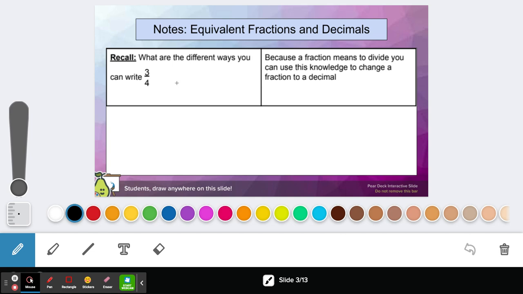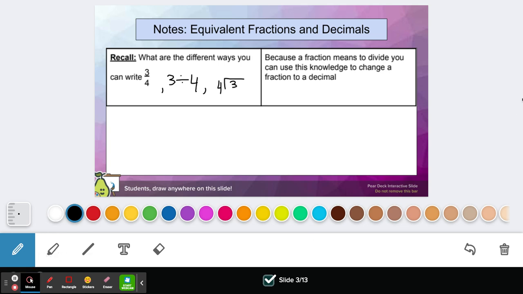Another way we can write it is 3 divided by 4. When I'm using this division, 3 is my top dog. Top dog always goes inside the house, remember? And then the wimpy dog gets kicked out. So these are the different ways I can write my division, because remember, fractions mean division problems.